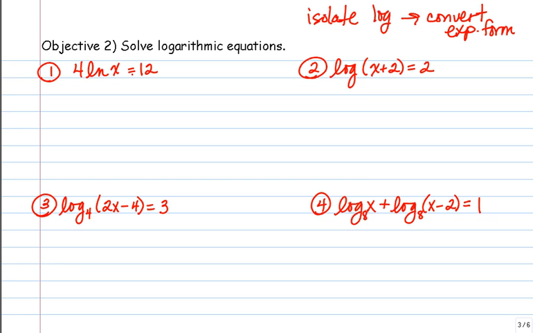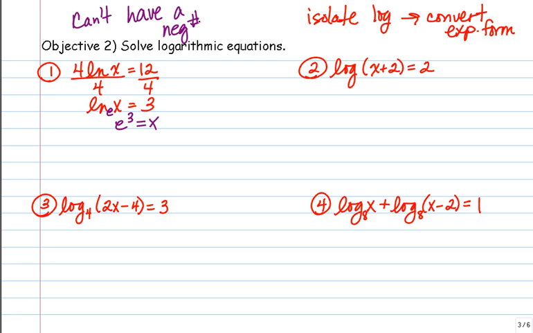So 4 times natural log of x equals 12. What I could do is divide both sides by 4. So we'd have natural log of x is equal to 3. But the equivalent exponential form, we have to remember that natural log has a base of e. So this means e to the third power is equal to x. Now the other thing about logarithmic equations you have to be mindful of, they have restrictions on the domain, so you have to make sure that you don't get a negative inside a log. So you can't have a negative number inside the log.